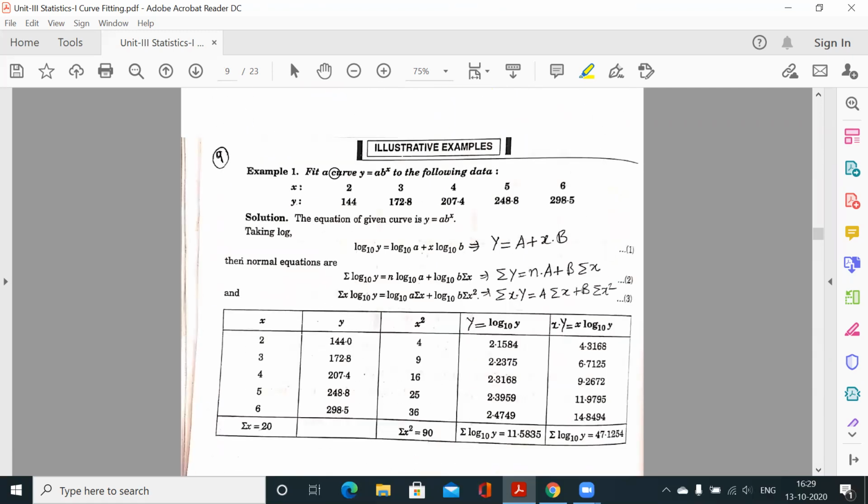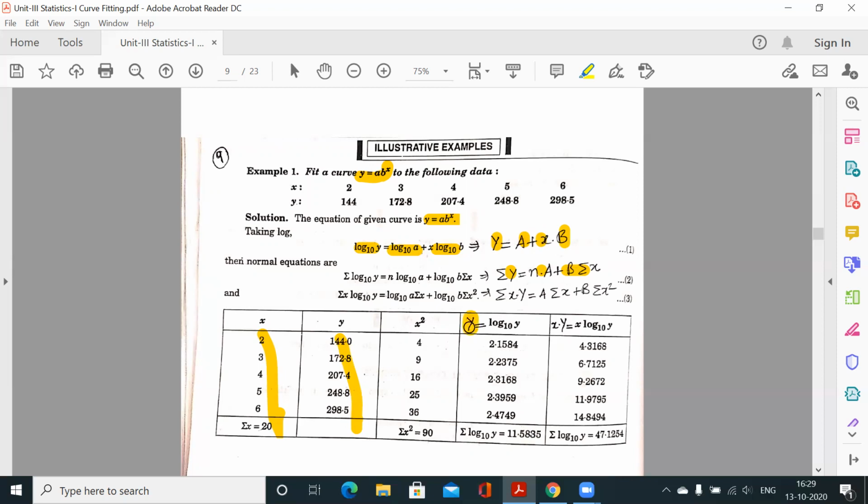The question is similar. We have to fit y is equal to a b to the power x. So log y is equal to log a plus x log b. So this is capital Y equal to capital A plus x into capital B. First the normal equation, first normal equation is summation y and summation x. For this we need capital Y. So this is small x: 2, 3, 4, 5, 6. This is small y. These are given values.